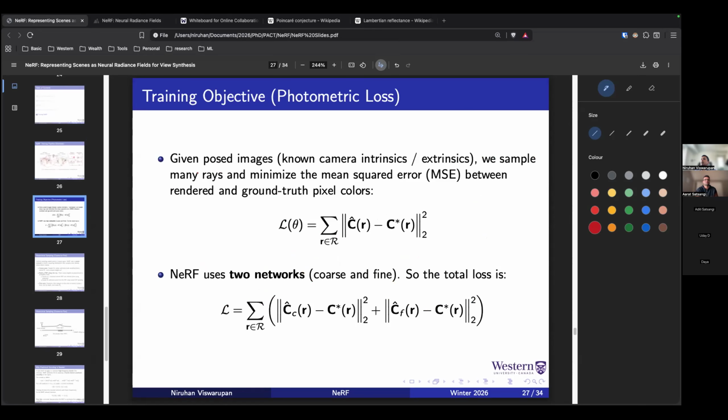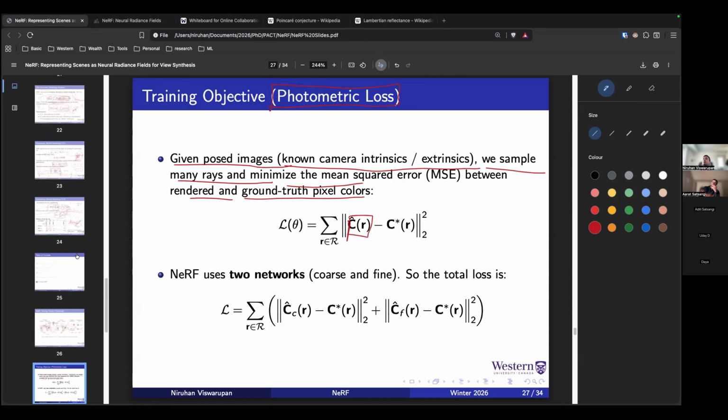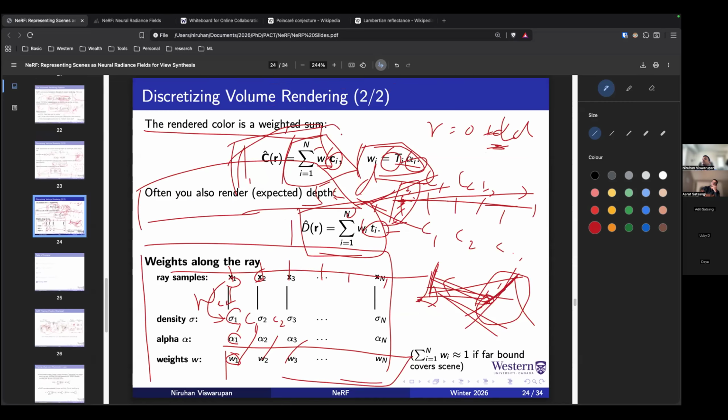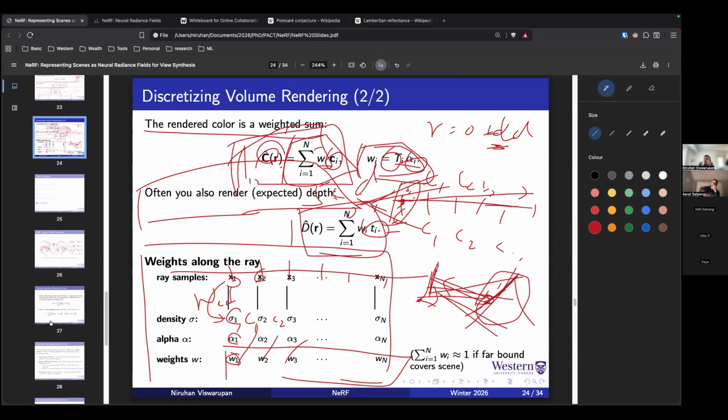So the training objective is photometric loss. Photometric loss is nothing but the pixel-wise difference of RGB values. Given posed images with known camera intrinsics and extrinsics, we sample many rays and minimize the mean square error between the rendered and the ground truth pixels. So here we have seen how we can render C. If you go back, we have a formulation to render for each pixel. We know how to render the final image color.